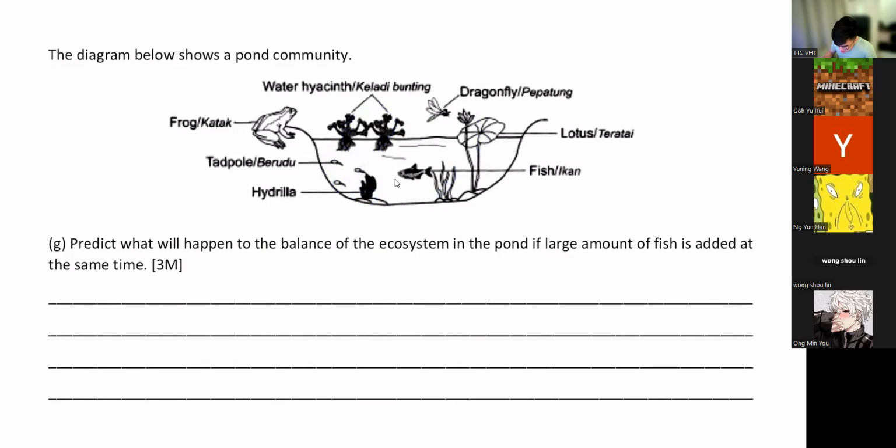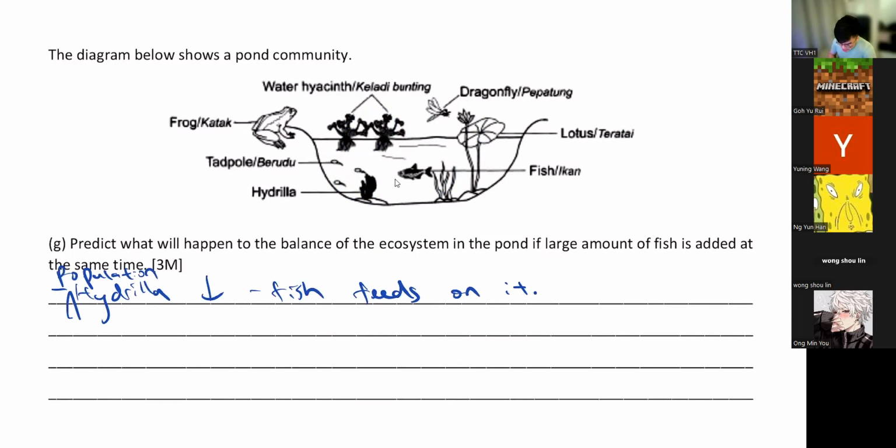Right, so 3 marks here. You can say the population of hydrilla decreases. Why? Because the fish feeds on it, so the fish will eat it. Not enough food. Not enough food for who? You want to say tadpole also can.